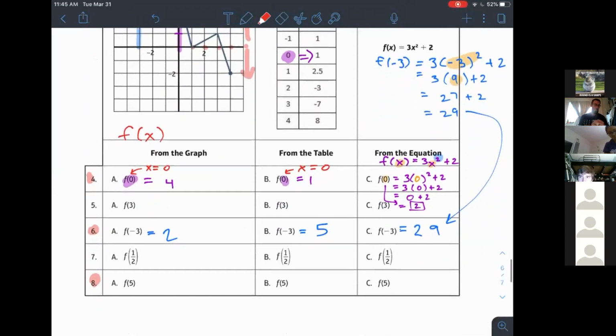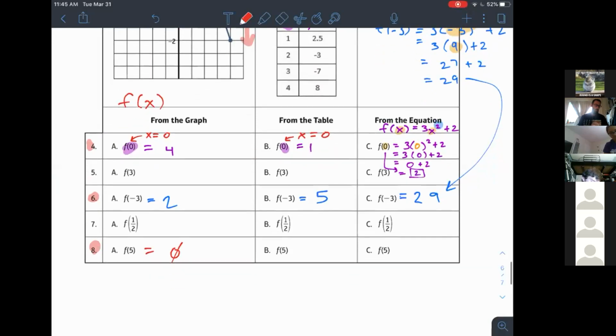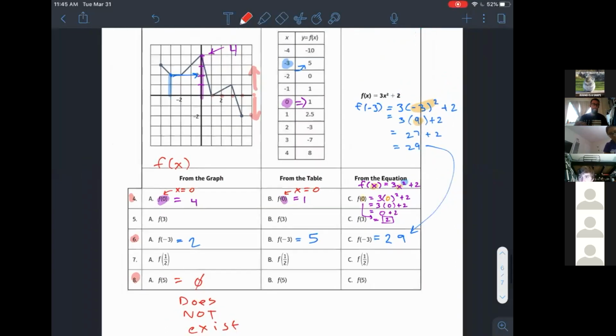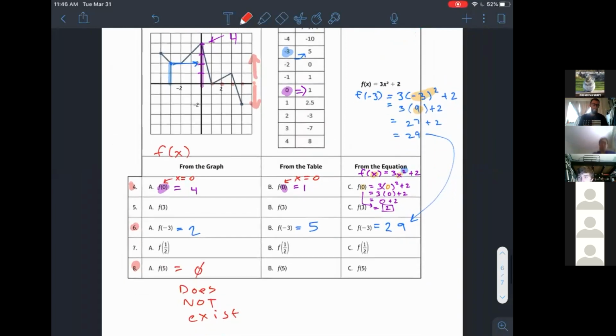It does not exist. Trick question. You could use this, boom, or "does not exist." Before I move forward, does anyone have any questions why the answer to 8A does not exist, or null set? Null set is a 0 with the dash through it.